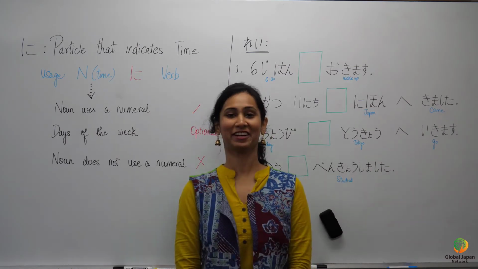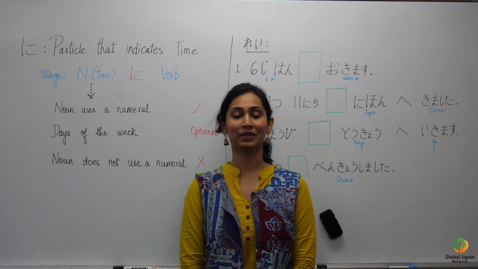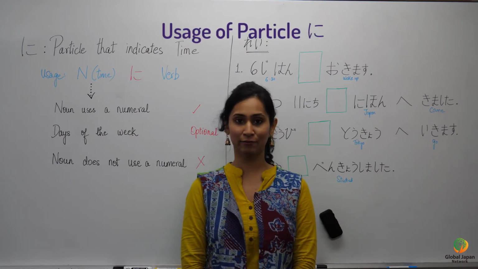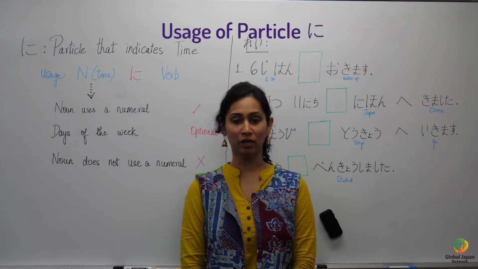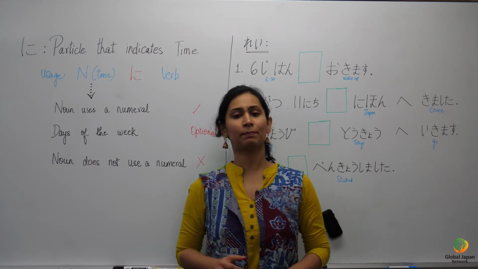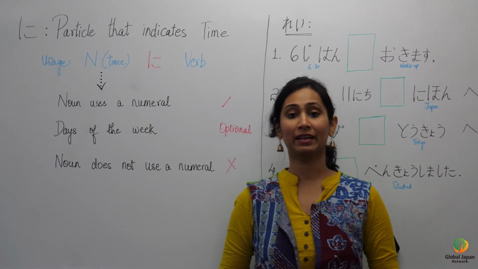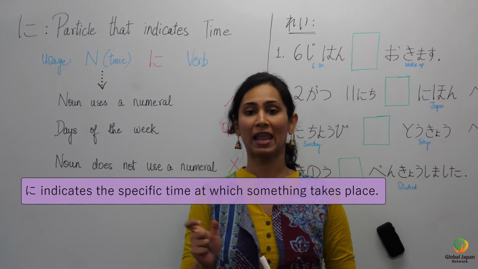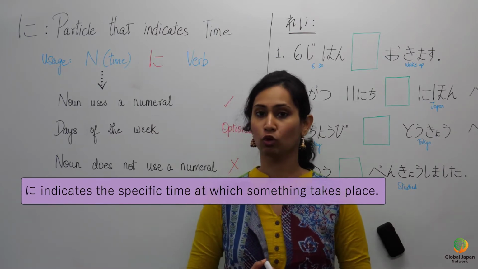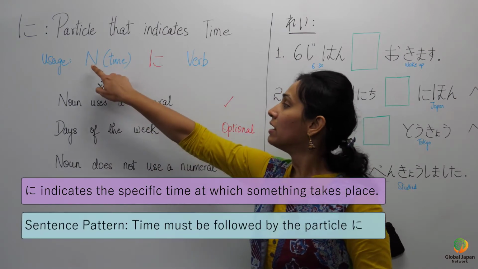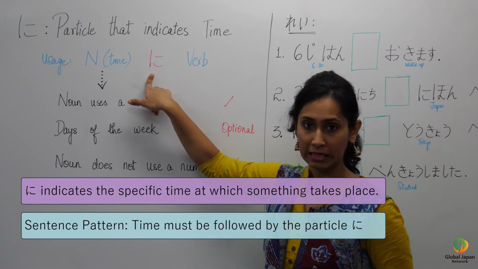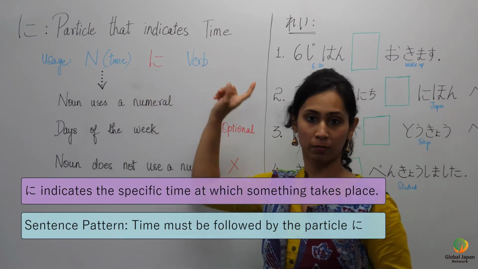Minna-san, konnichiwa. このビデオでは助詞にについて説明します。In this video, I will explain to you the usage of particle ni. Ni as a particle is used to indicate a specific time at which an activity takes place. The sentence pattern would be as follows. Noun, that is time, followed by the particle ni, and then comes the verb.